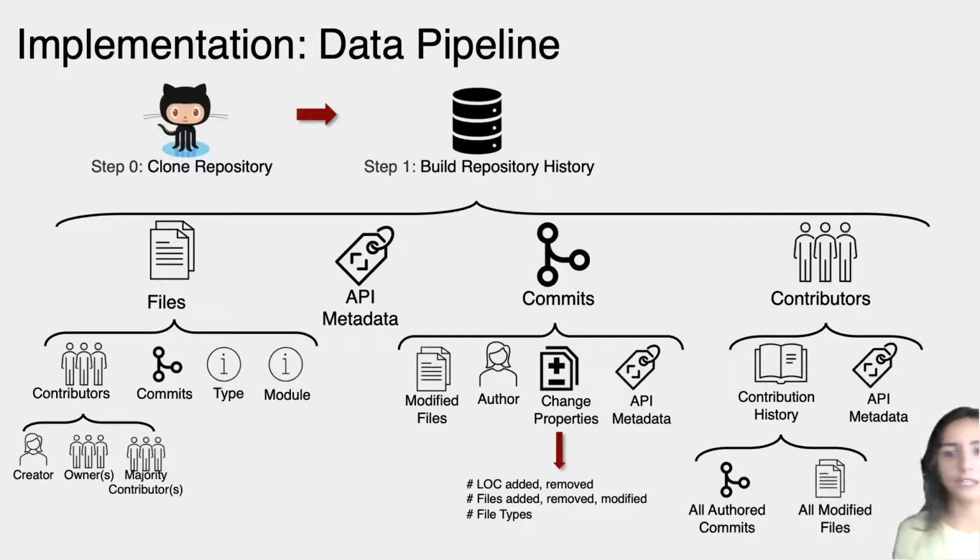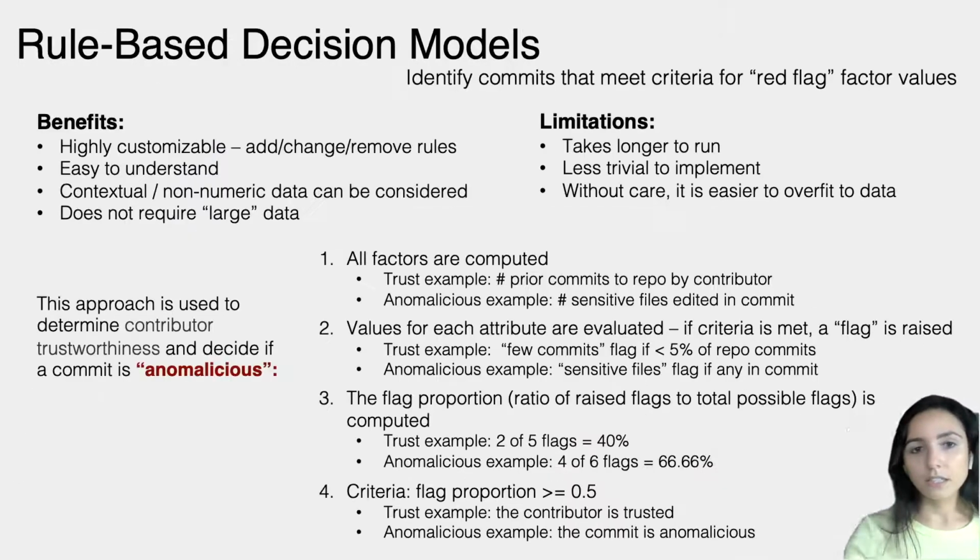This is the data pipeline that we use to collect and organize all the data we need to compute the factors. By organizing the data this way, it's very easy to calculate the factors that we've identified, and it's also highly customizable and configurable. You can include new factors or find different properties of this metadata fairly easily.